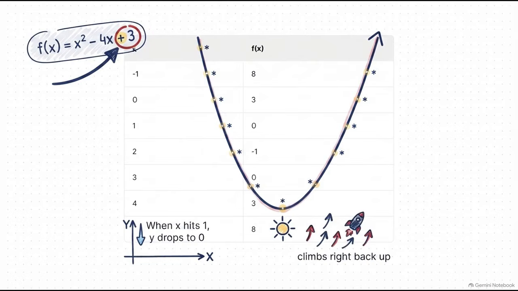f(x) = x² − 4x + 3. Notice how the coefficient of x squared here is a positive 1. By plugging in different x values, we start getting our y coordinates. Like when x is 0, y is 3. But when x hits 1, y drops to 0. Do you see the pattern emerging here? As x goes up, y actually drops, hits a low point at −1, and then boom, it climbs right back up. It's this beautiful numerical symmetry.